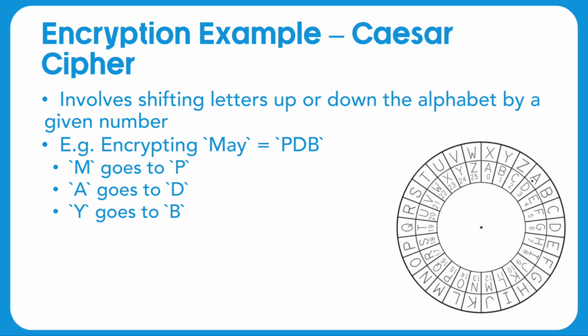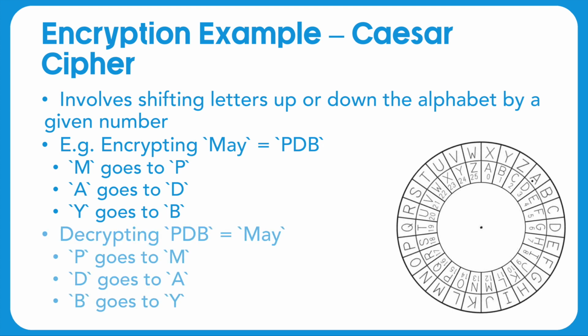We can then send this message over the network, and the receiver can decrypt the message simply by shifting each letter back down by 3 characters to get our original message. So, the letter P is shifted down 3 letters to become M, Y becomes A, and B becomes Y, so the recipient can read that our original message was May.